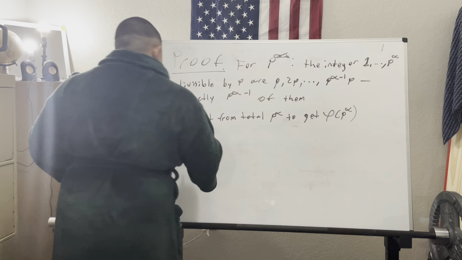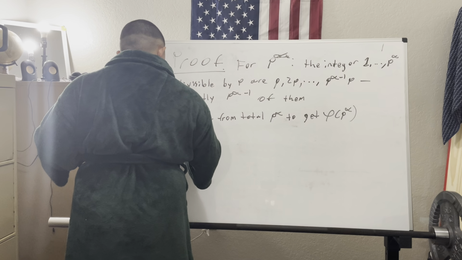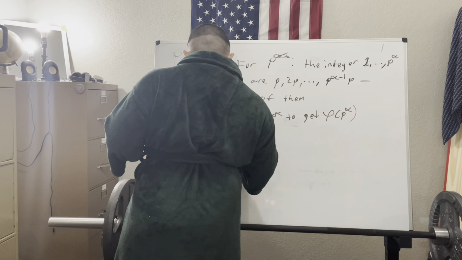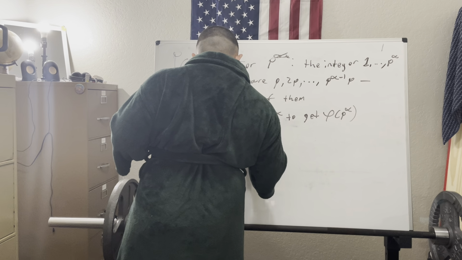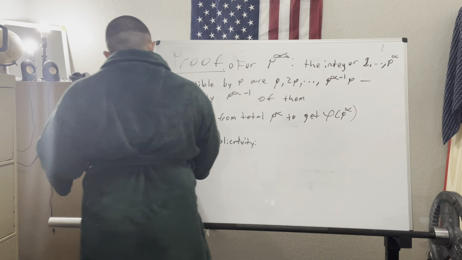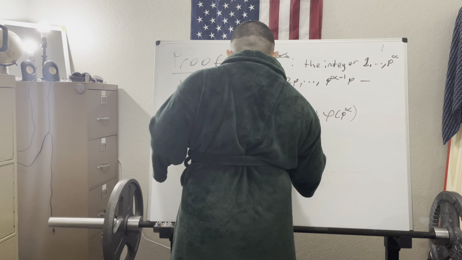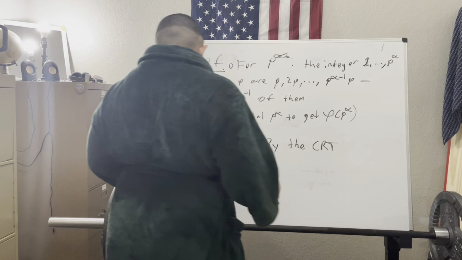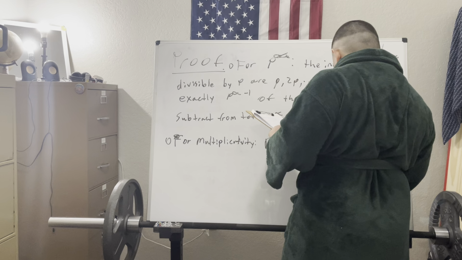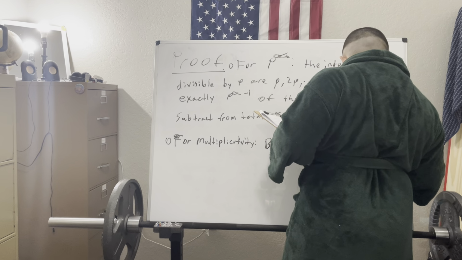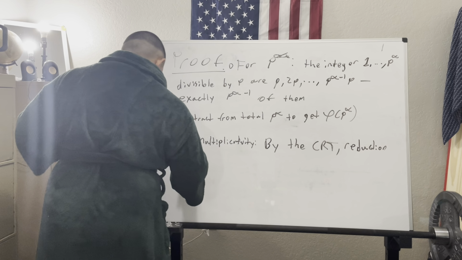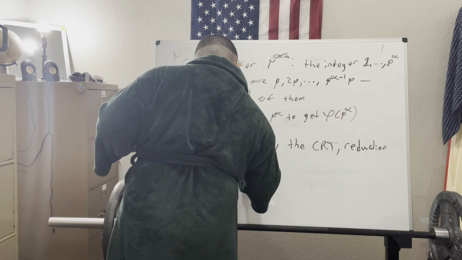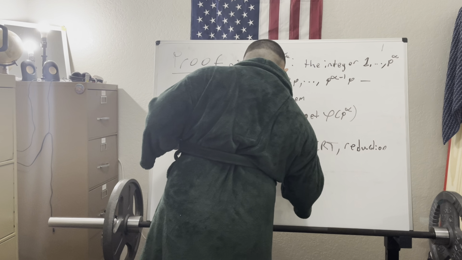Right? So for multiplicativity, by the Chinese remainder theorem, not critical something theory, but Chinese remainder theorem, reduction mod A and B is a bijection. Is a bijection defined by what?